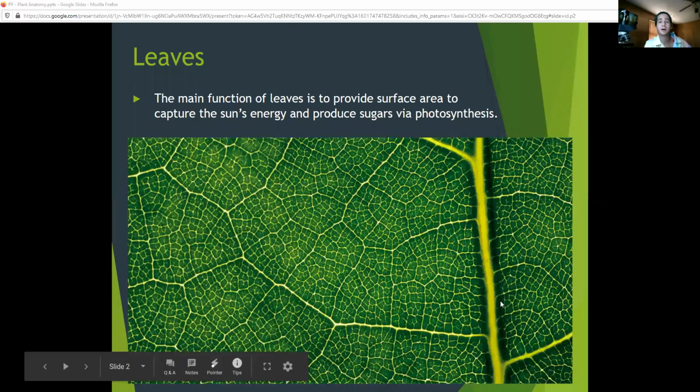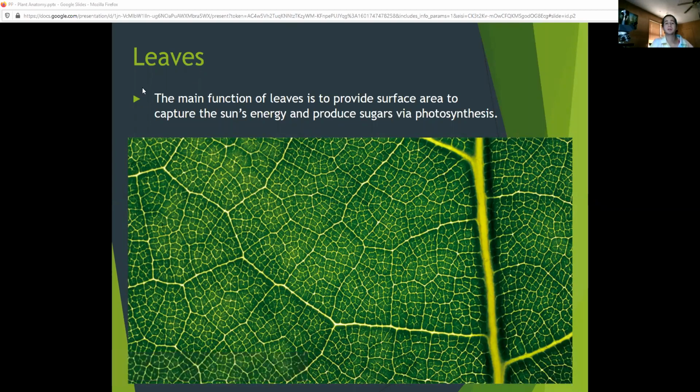So leaves are basically solar panels for the plant. They serve to provide surface area to capture the sun's energy and produce sugars by photosynthesis. So real quick, in a nutshell, what's going on here is the plant is taking CO2 from the air, water from the soil, and it is using the energy from the sunlight to assemble those molecules into more complex things like sugars. In doing so, it's storing that energy from the sun.